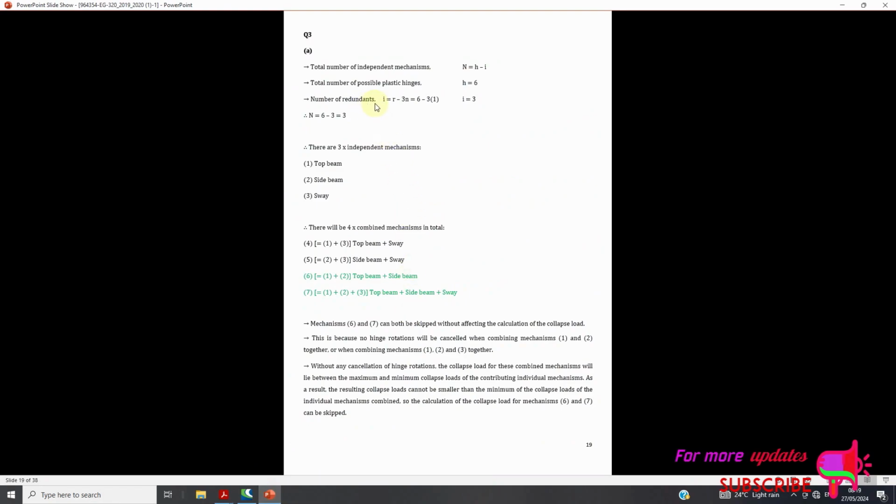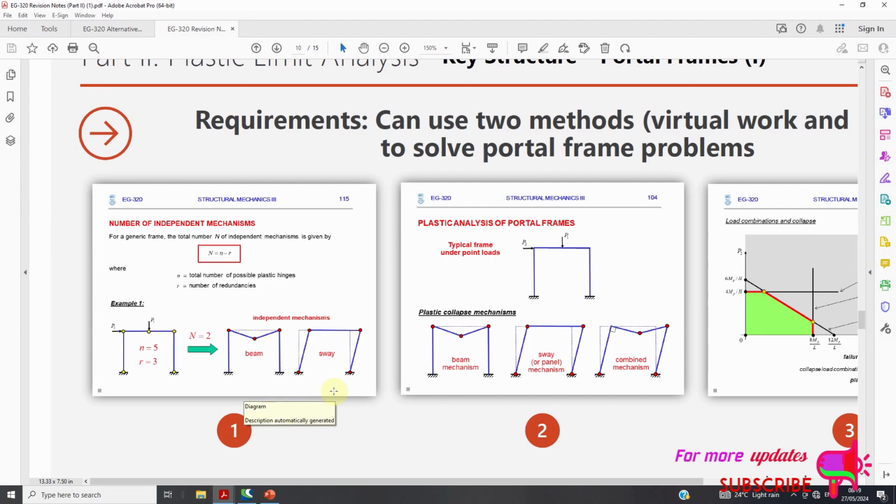So the total number of independent mechanisms is given by N equals n minus r, which we determine in the notes as shown. You can use two methods, virtual work and other methods, to solve the photo frame problem. For a generic frame, the number of independent mechanisms is given by N equals n minus r, where n is the total number of possible plastic hinges and r is the number of redundancies.